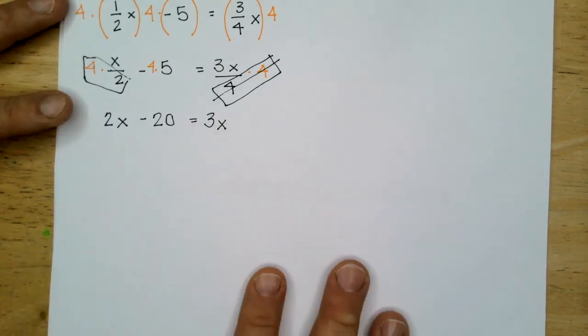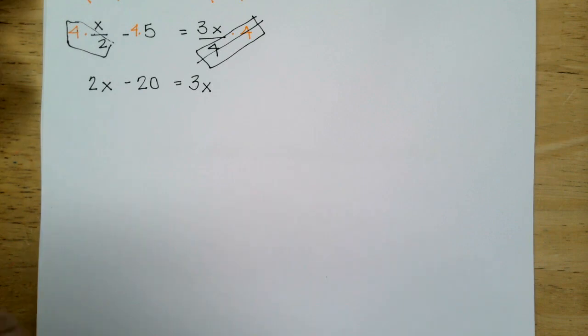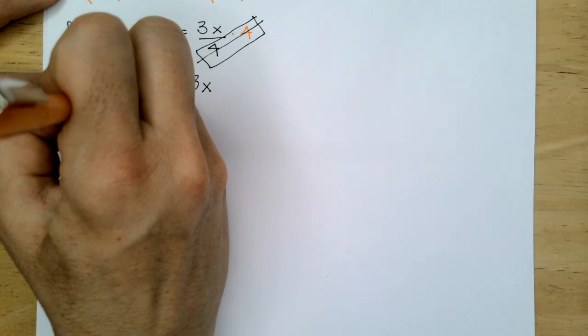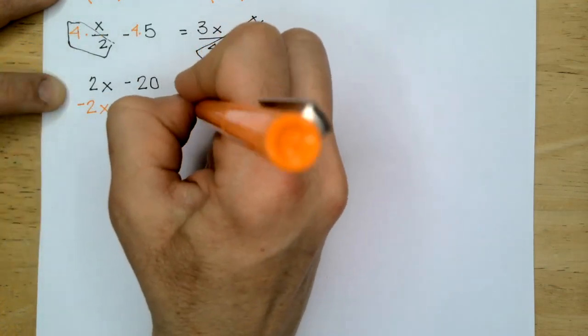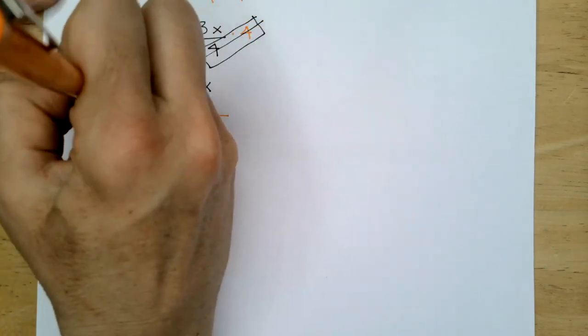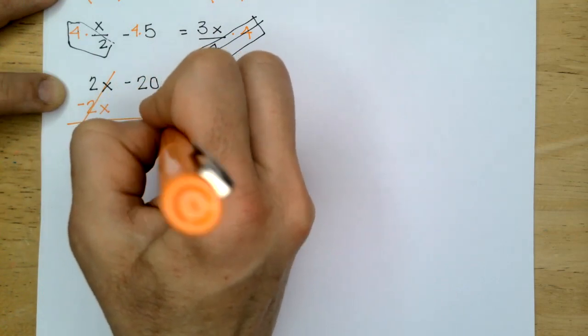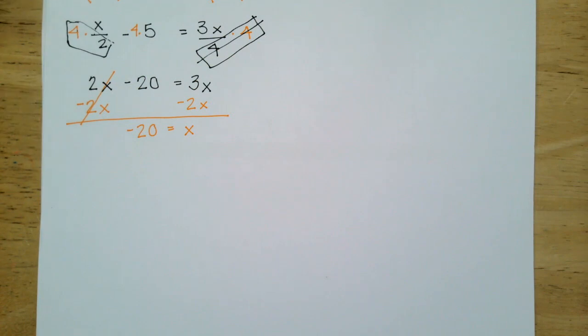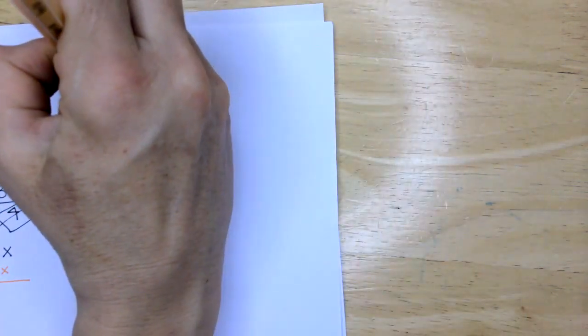Now I just have a normal equation with no fractions. I have a 3x over here, a 2x over here, but there's a -20 here, so I'm going to move the 2x. -20 is 3x minus 2x, x. Good? All right, next one.